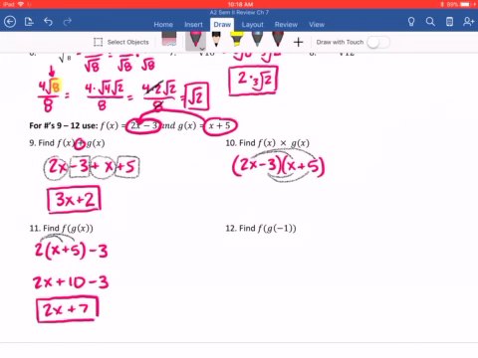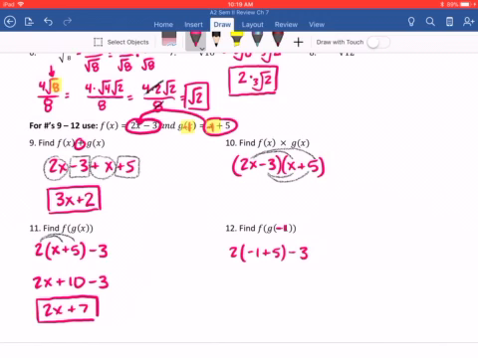Now 12 is almost the same, but notice here we've got negative 1 inside of the g function. So first we're going to replace both the x's with negative 1 up here, and then that is what we're going to plug in for x in the f function. So we'll have 2 times negative 1 plus 5 minus 3.